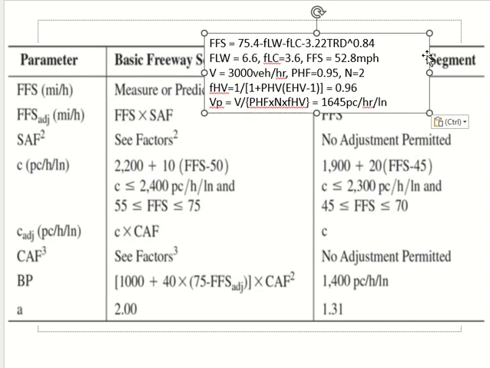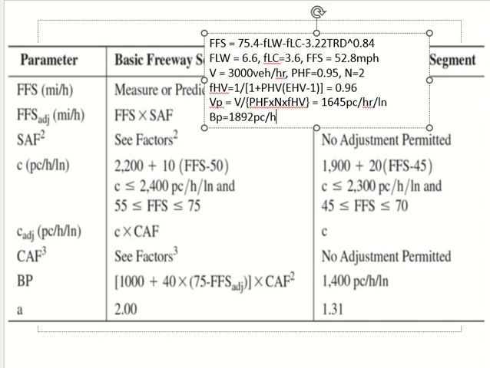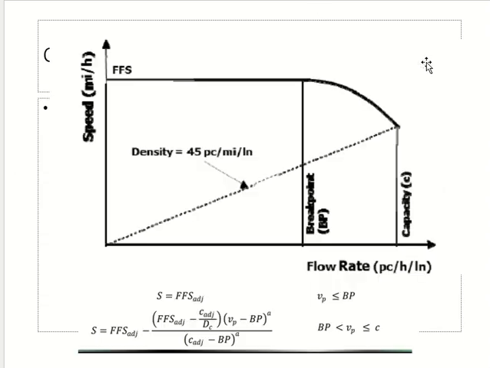So what is your break point? One eight. Okay, is it less or more than VP? More, right? Okay. So I am on the other side. I am on this side. So my speed equals free flow speed, which I already know. So I don't need to find out any more speed values.